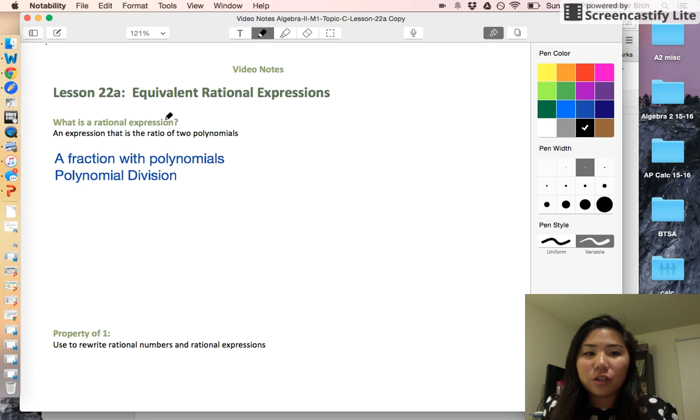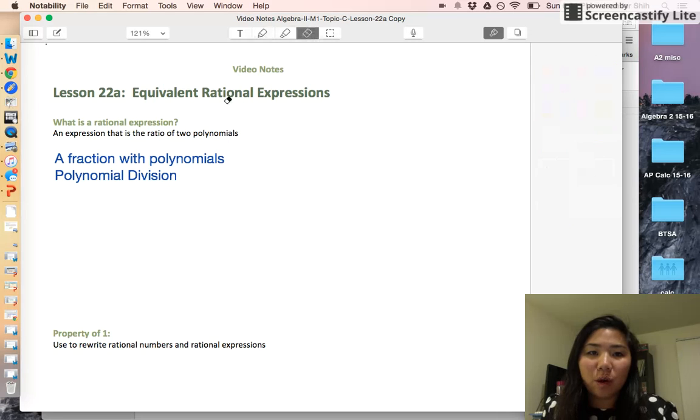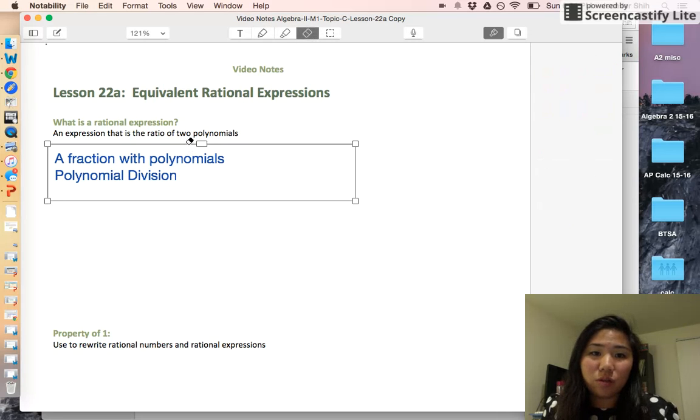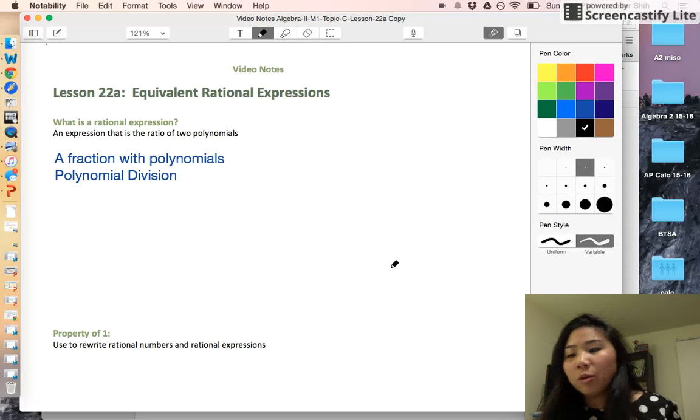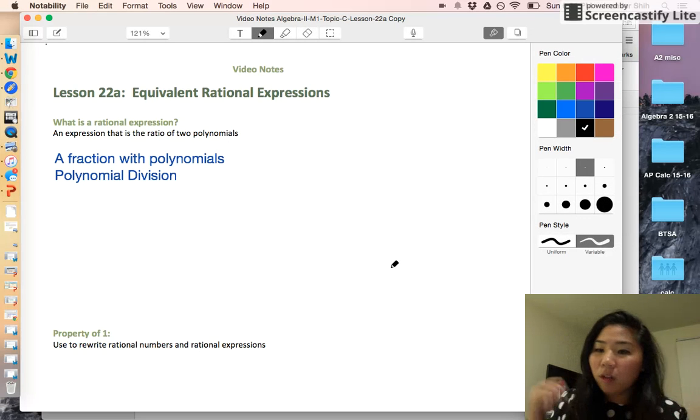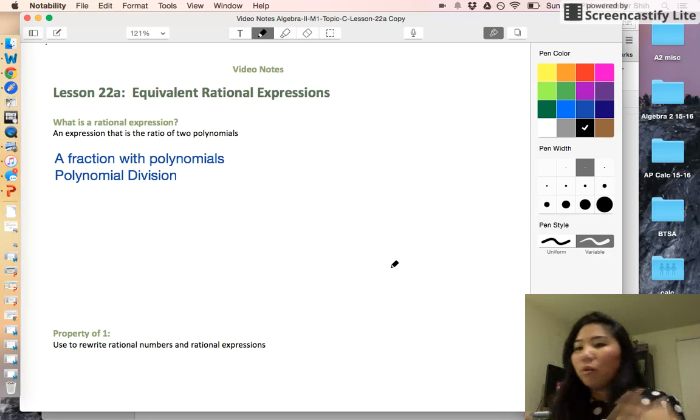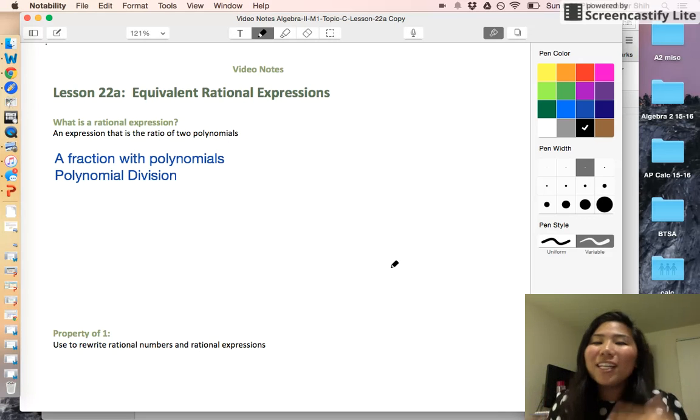And the first thing we're going to do is talk about what a rational expression is. It is an expression that is the ratio of two polynomials. It's also a fraction with polynomials, and it's also just polynomial division, which is what we've been dealing with, long division and factoring. We've been dividing polynomials, and now we have a name for it. It is called a rational expression.